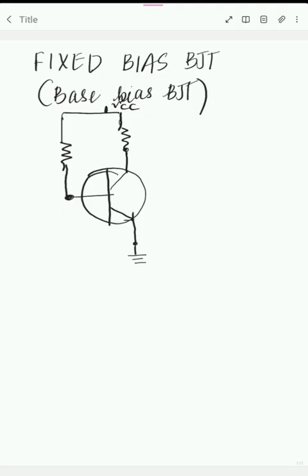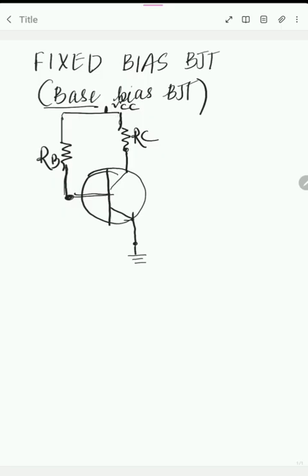If you observe here, with this transistor, fixed bias is also called base bias. Here we have connected a base resistor. This one is your base resistor RB, connected with the supply VCC. Then the collector resistor RC is connected to the collector and the supply VCC.